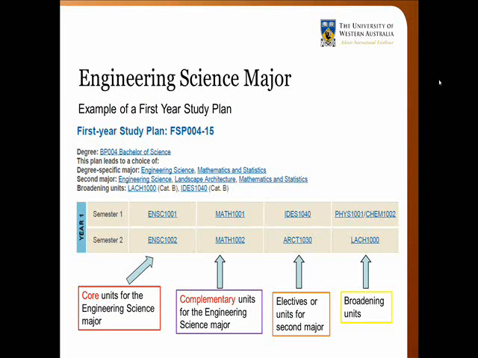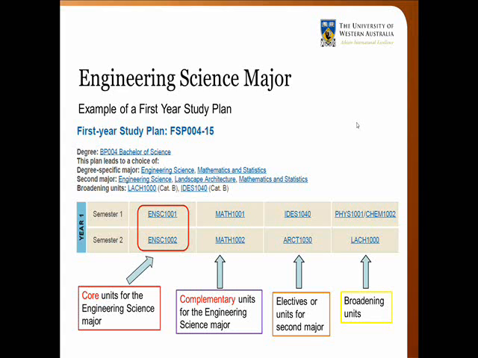So, engineering science major, example of a first year study plan. So this is for a student in the Bachelor of Science. The degree specific major could be engineering science or mathematics and statistics in this case. This enrollment would set you up also for a second major in either engineering science, landscape architecture, or mathematics and statistics. There's a couple of broadening units that we've selected as well.